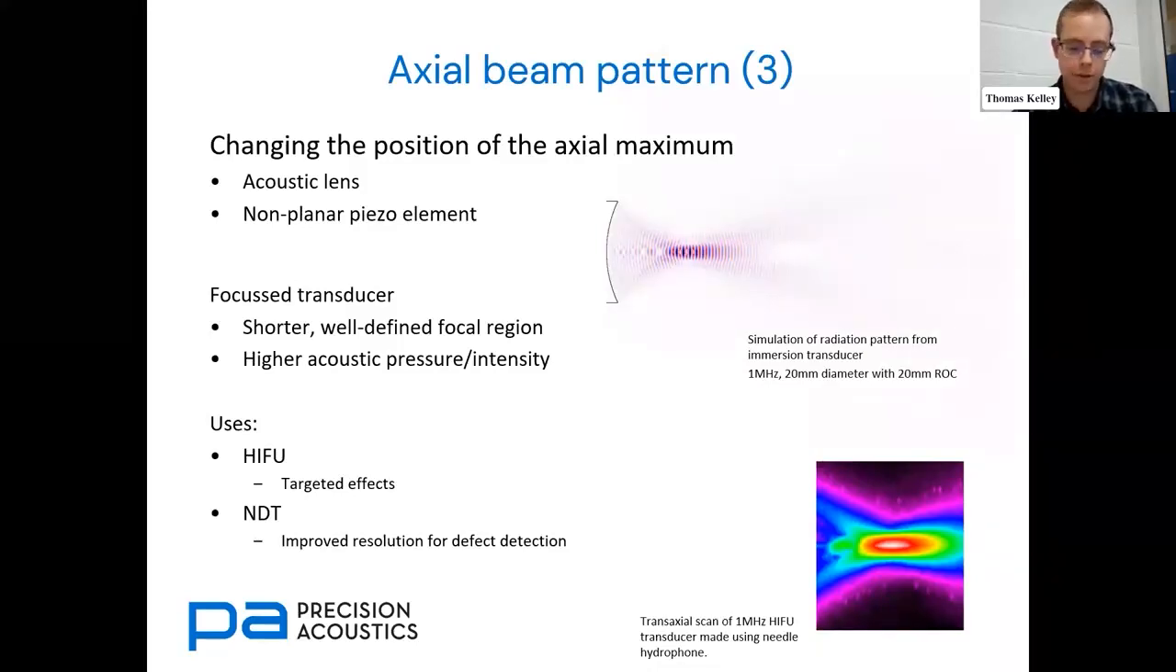So with a focused transducer, we can concentrate the energy into a smaller area. It may have benefits increasing the energy density or the intensity, particularly in the case of HIFU treatments. Or it might be good for improving resolution for defect detection in industrial applications.